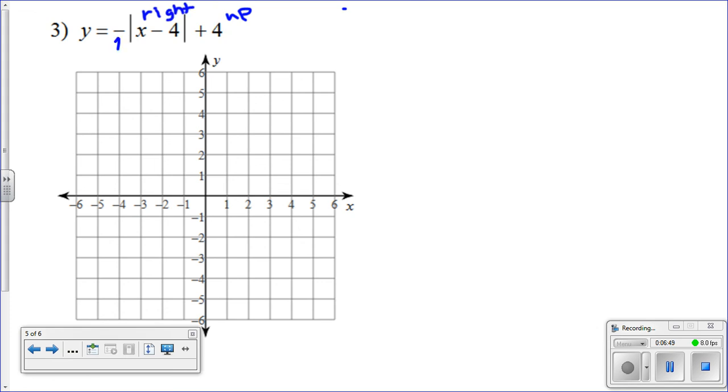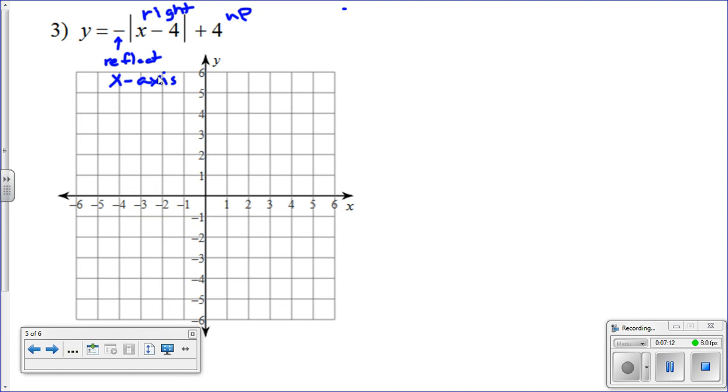But then this right here, this is going to reflect it. Now that negative is not inside with the x, it's on the outside. So what we're doing is we're changing our y values, which means it reflects over the x axis. So this thing isn't going to be opening up, this is actually going to be opening down.